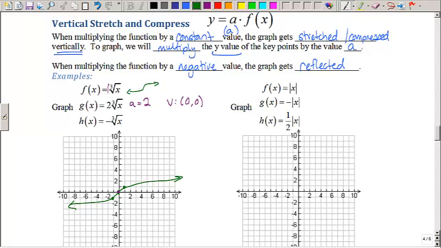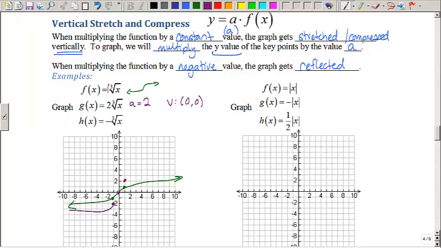What does change is, because I have an a equal to 2, I'm going to be multiplying the y values of my key points by 2. For example, to get the key point of the green function, I just went right 1 and up 1. So instead, because my a is 2, I'm going to be going right 1 and up 2 instead of right 1 and up 1. Similarly, instead of going left 1 and down 1, I'm going to be going left 1 and down 2. All of my values get twice as far away from the x-axis because my a is 2.